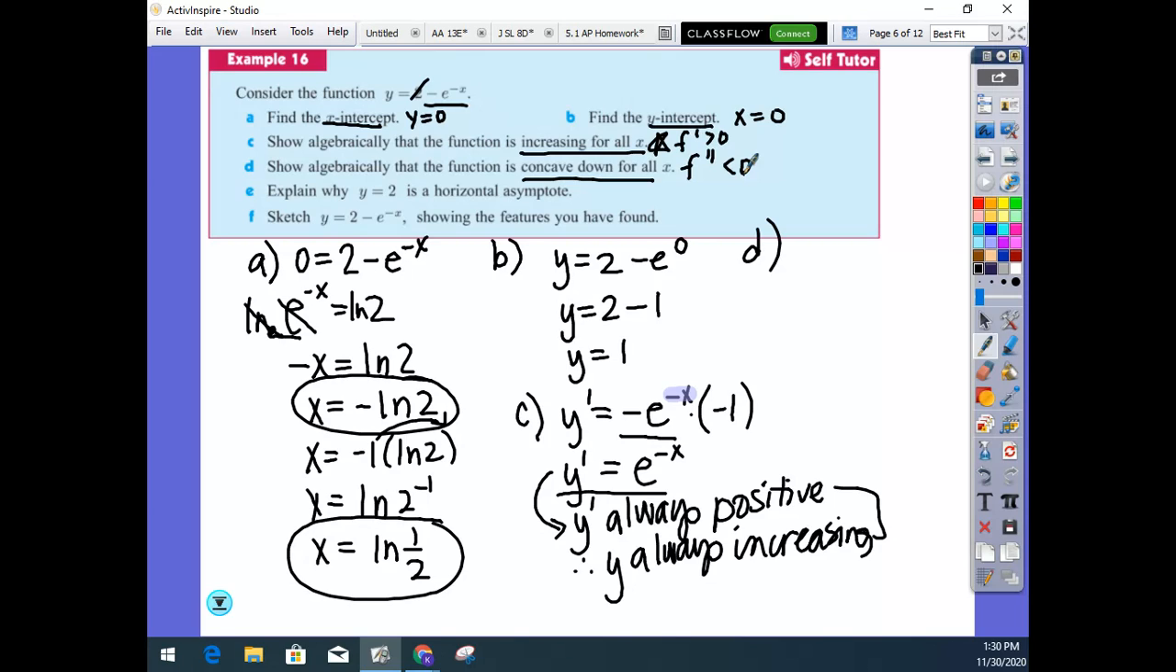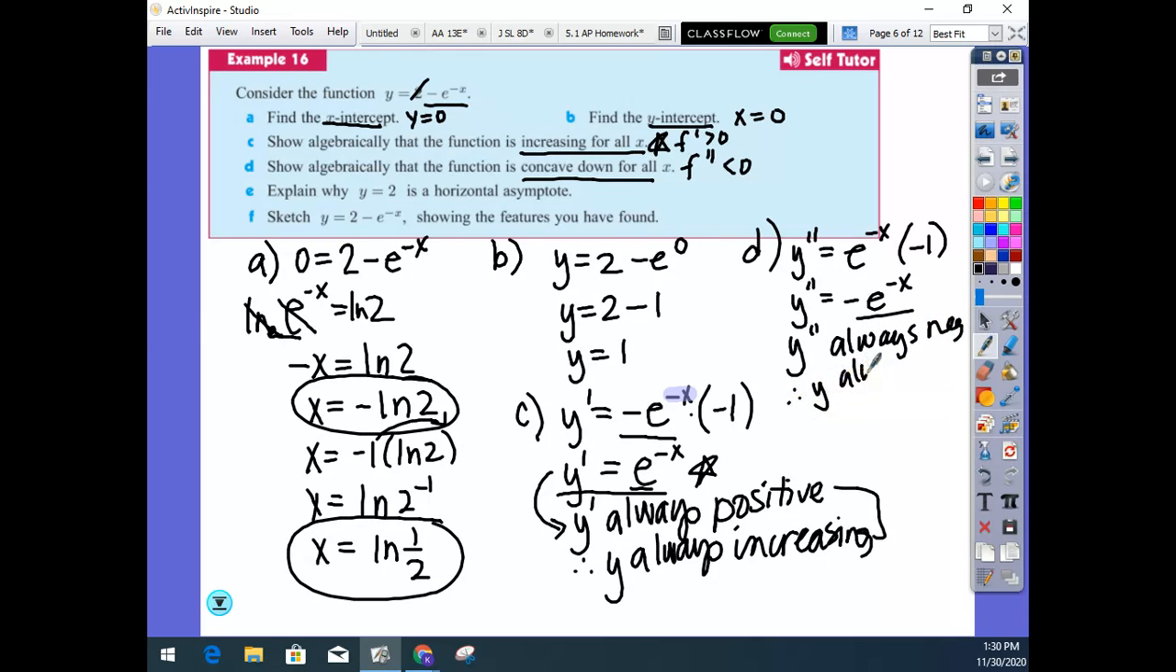Okay. Second derivative, y double prime. So that's just this part. We're taking the derivative of y prime. So the derivative of e is e times the derivative of the exponent. So now it's negative e to the negative x. This is always going to be negative. Y double prime, always negative. Therefore, y is always concave down.